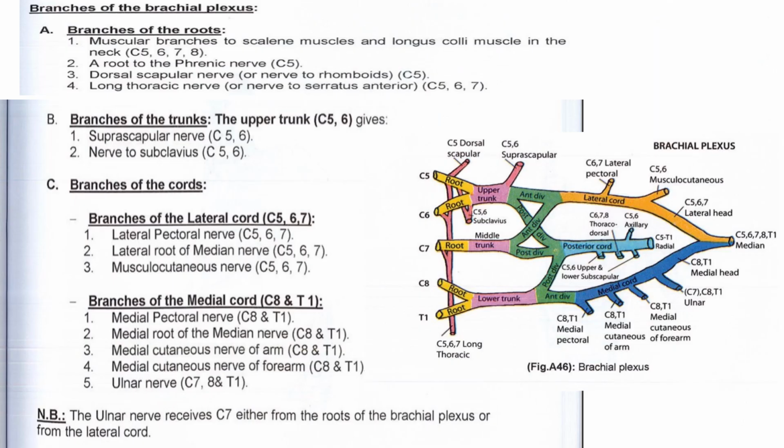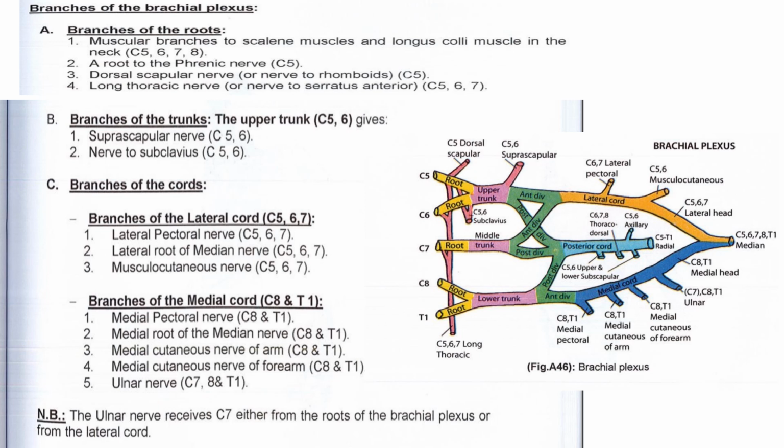Okay. So we have the branches of the brachial plexus. In part A, we can see the branches of the roots, then in B we will see the branches of the trunk, then in C we will see the branches of the cords, and so on. Okay. So the branches of the roots are C5, 6, 7, 8.